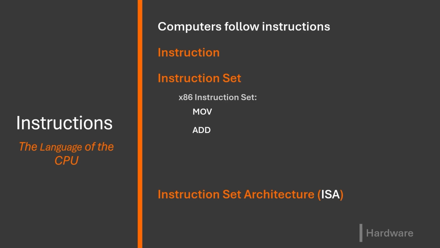We have ADD, which adds two values, CMP, which can compare two values, and JMP to jump to another instruction, which can be used in loops and branching. Now that we understand instructions, let's explore how computers are structured to process them.